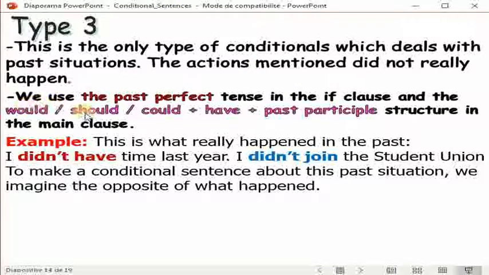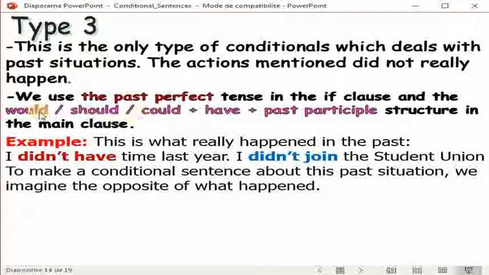So to do this we use the past perfect tense in the if clause, which is had plus past participle, and the would, should, could plus have plus past participle structure in the main clause.